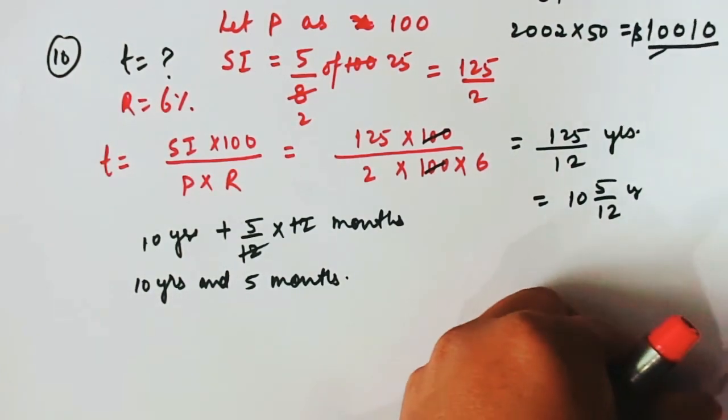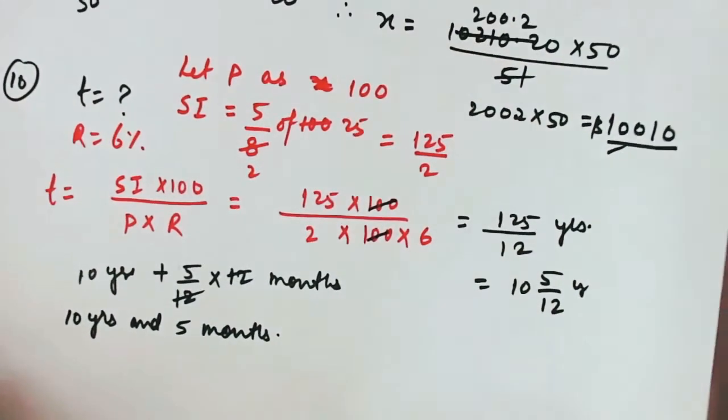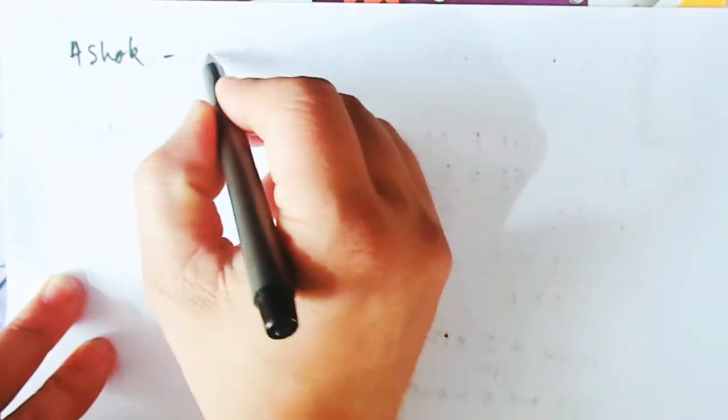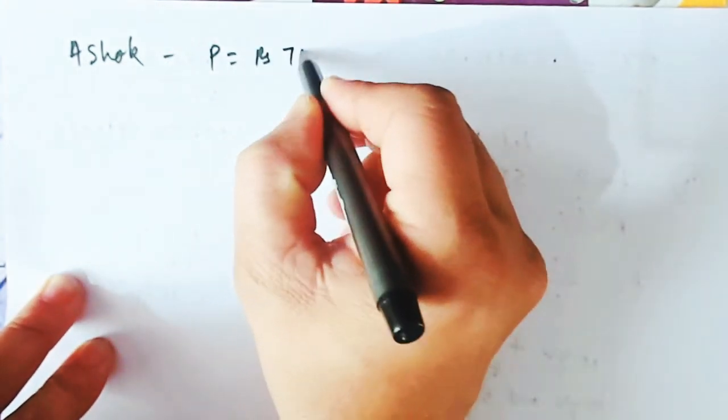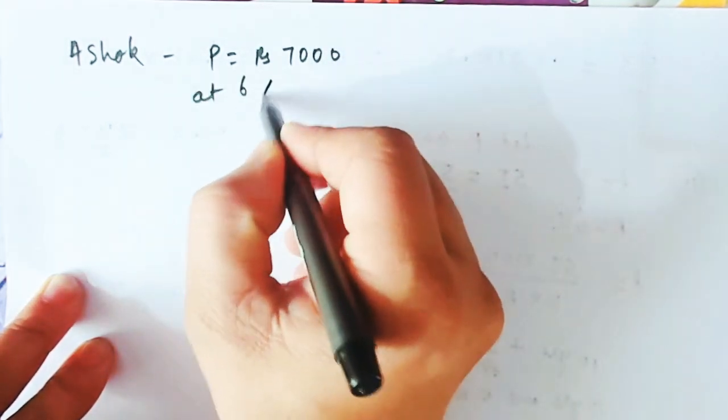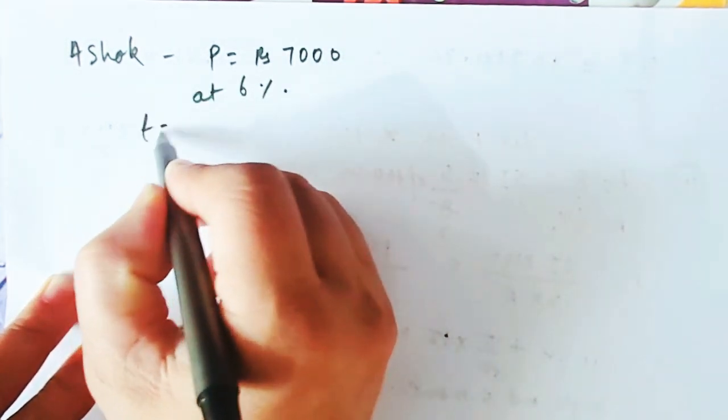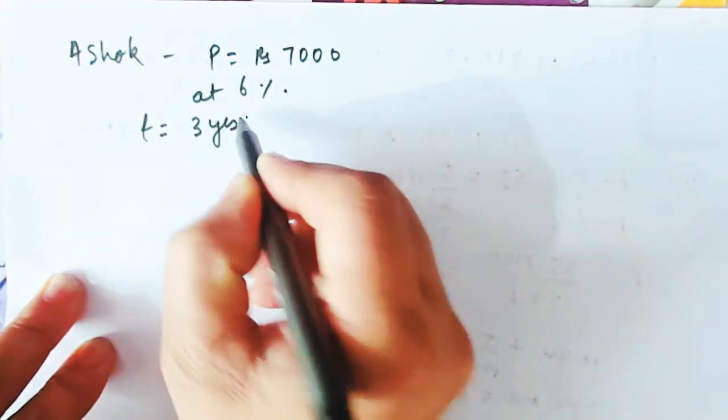Here the principal is given, two principals are given. Ashok lent out rupees 7,000 at 6% and 9,500 at 5%. What are they saying? Let me write the name of the person also. Ashok had lent rupees 7,000 at 6%. They have also given you the time, 3 years.